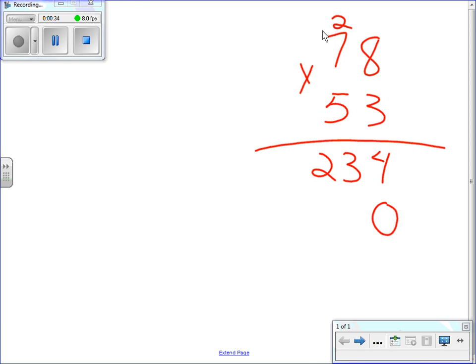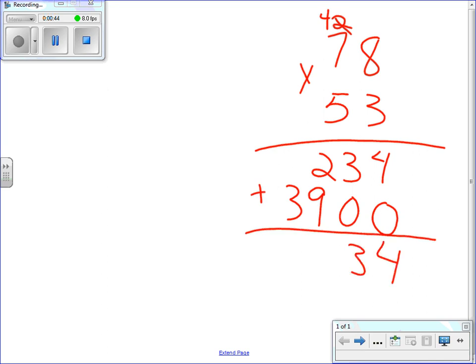5 times 8 is 40. I cross out my old regrouping. I carry the 4. 5 times 7 is 35, plus 4 is 39. I add my partial products. 4, 3, 11, carry the 1, 4,134.